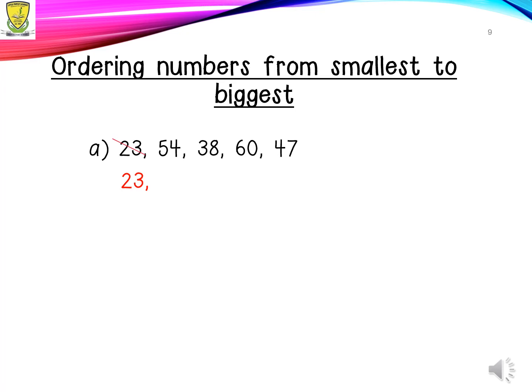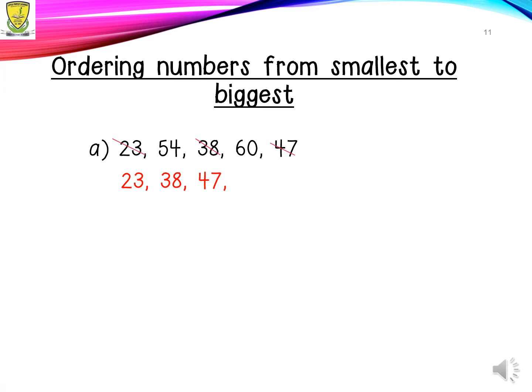So for A, we need to look for the smallest number. Here, the smallest number is 23. So as you can see, I have scratched out 23 from the set of numbers and I wrote it at the bottom. Now we need to see what is the next number that comes after 23. The next number will be 38. As you can see, I have scratched out 38 and I wrote it at the bottom.